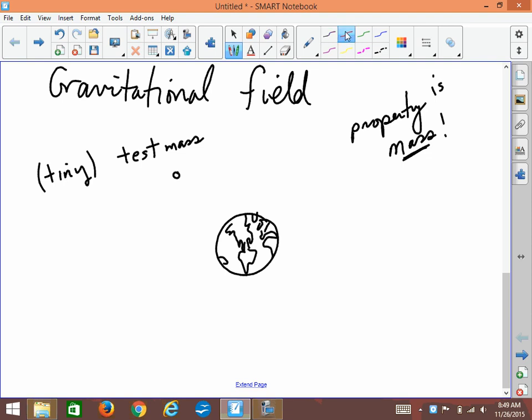Okay, so what would happen to this test mass if we dropped it here? Well, we all know it would be pulled in towards the Earth. The effects of the field would be that it wants to go this way. And so we can draw an arrow to show that there's a force. This field is actually an example of a force field.